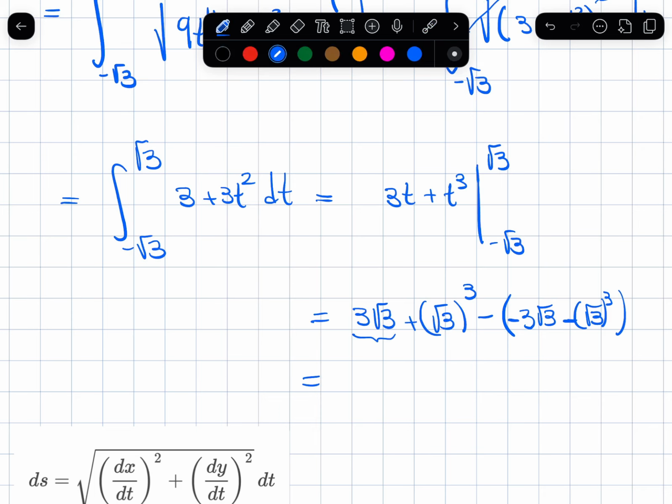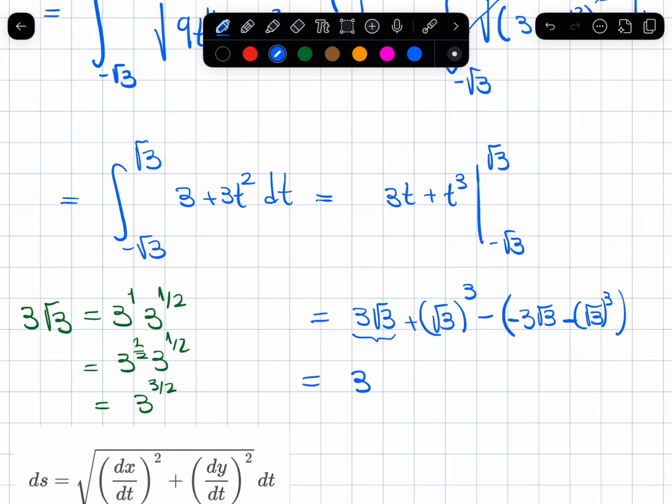So 3 is 3 to the power 1. Let me do this on the side here. 3 root 3 is the same as 3 to the power 1 times 3 to the power 1 half, which is 3 to the power 2 over 2, times 3 to the power 1 half. So it's the same as 3 to the power 3 halves.